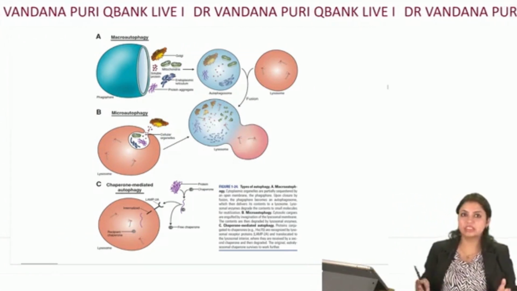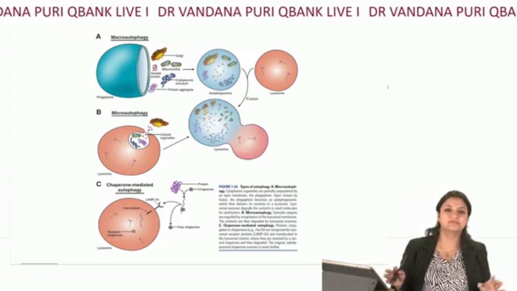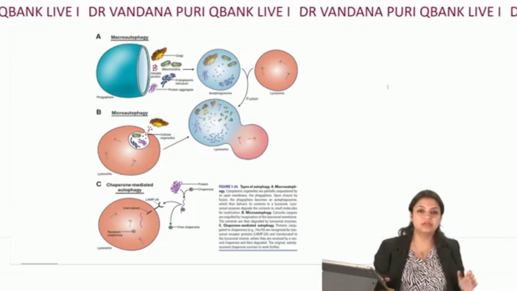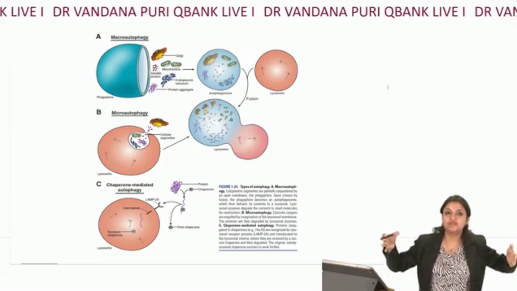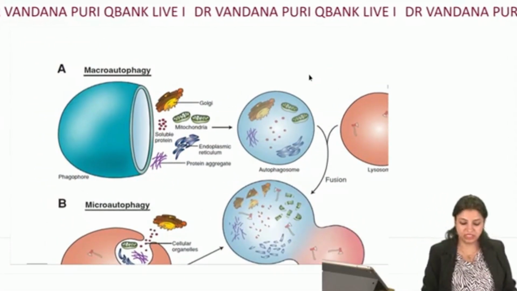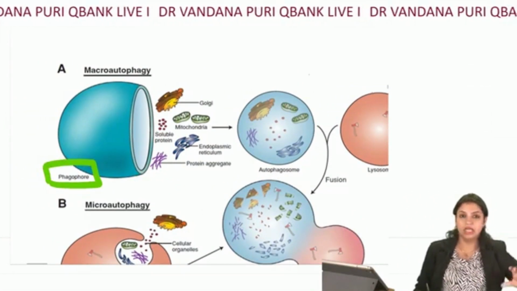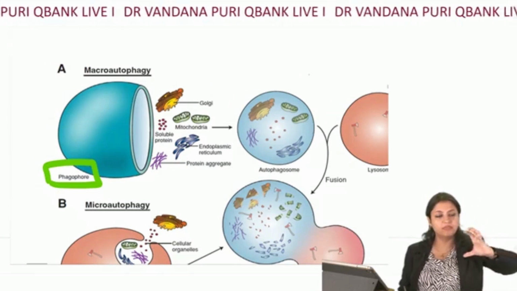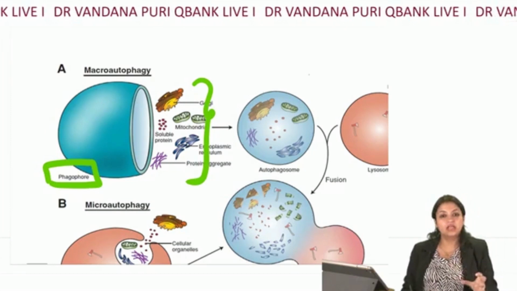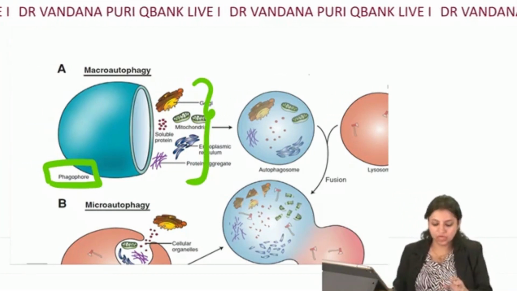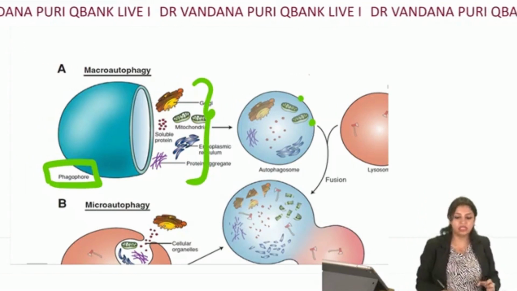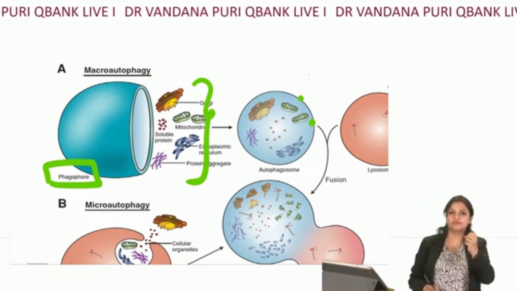Okay, so the difference you understand is very simple. See, macro means big. In macroautophagy, a special phagophore is formed. A big phagophore is formed like this, and it will eat up all the organelles. Once it eats up all the organelles, this is locked, and it forms a phagosome.